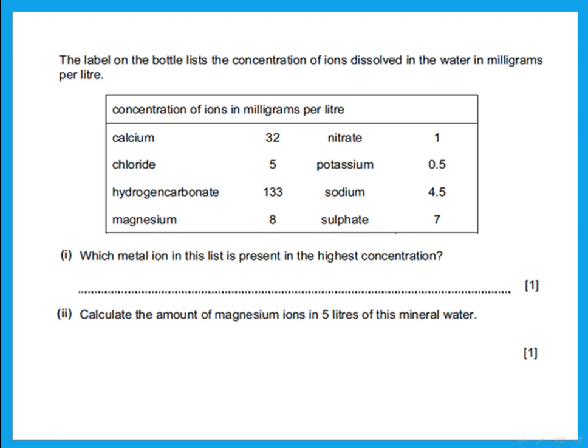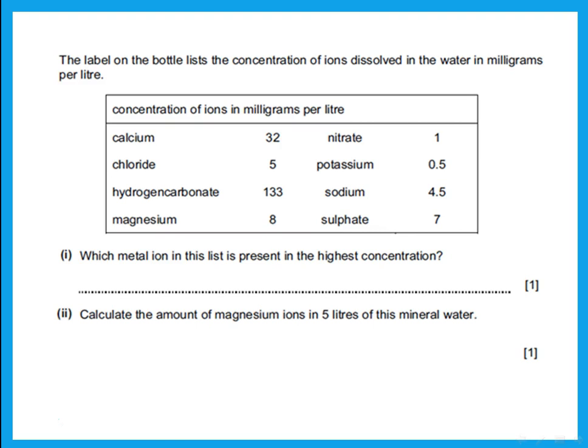Okay, which metal ion in this list is present in the highest concentration? Now he's giving me ions and the amounts of each one. He's asking for a metal ion. Do we know what are metals? We should know which of these in the table are metals. Calcium is a metal. I have 32 of them, 32 milligrams. Which one else? Chloride, hydrogen carbonate are not metals.